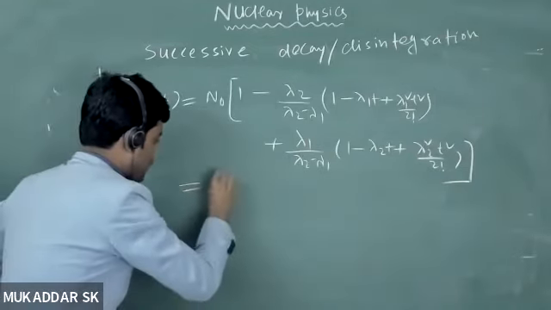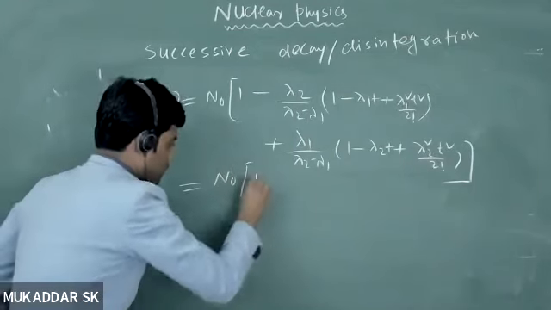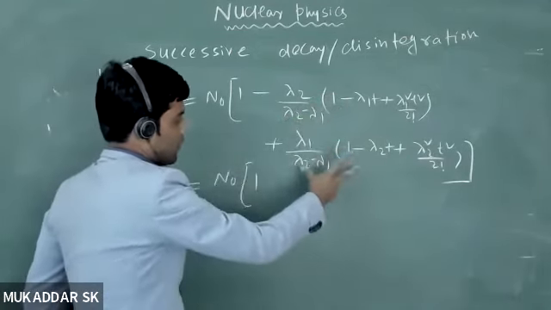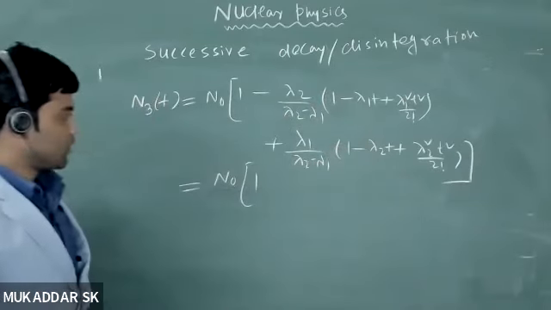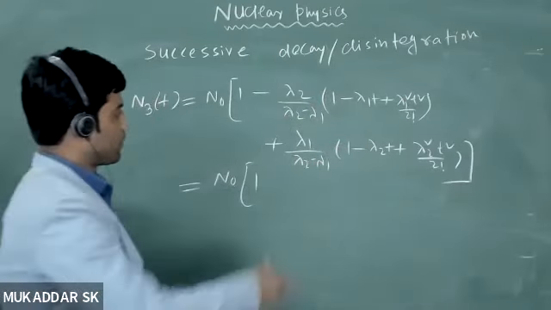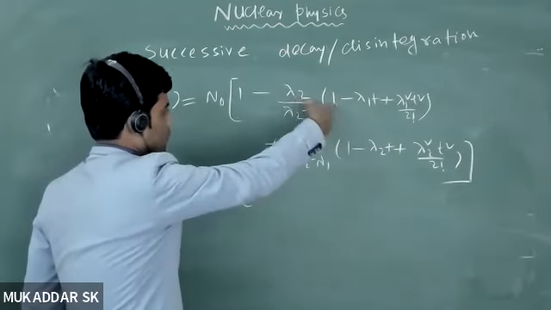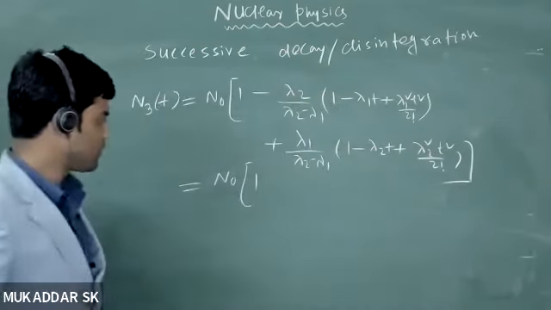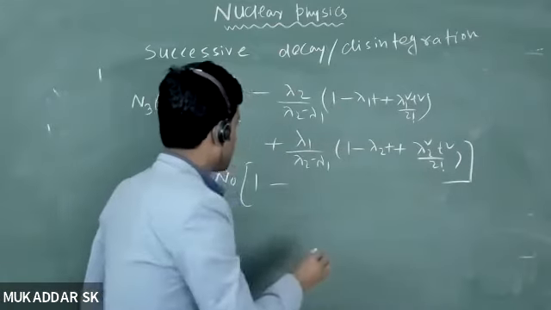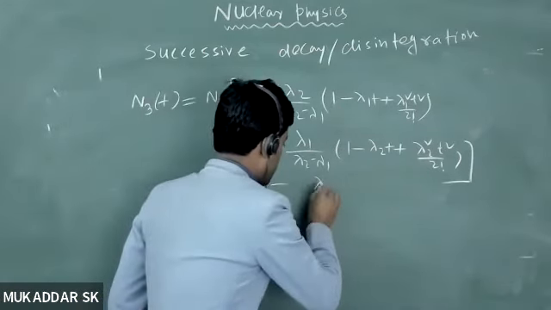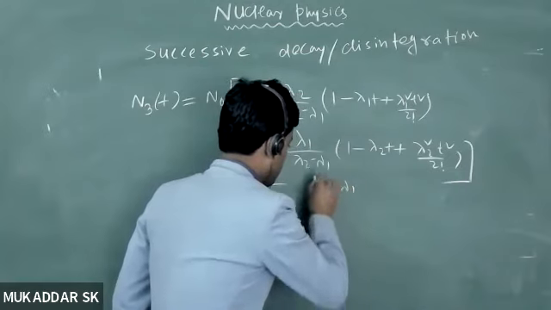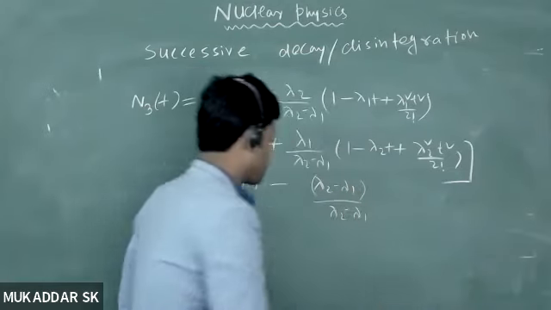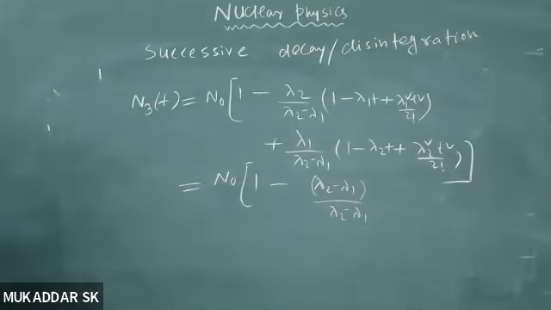And then N naught. Now see, you have this term, this term and this term. If you merge these two terms together, 1 multiplied with this factor and 1 multiplied with this factor, what will happen? We'll have minus lambda 2 minus lambda 1 divided by lambda 2 minus lambda 1, right?